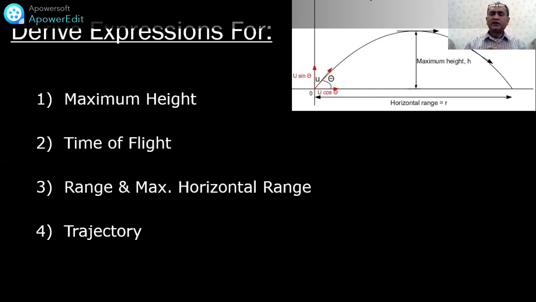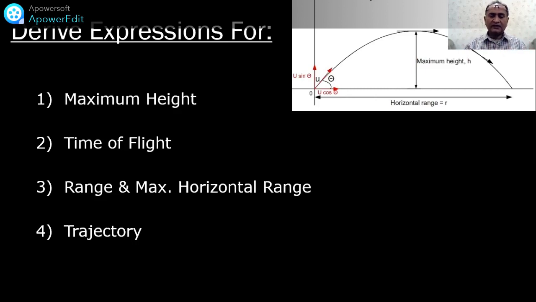Suppose someone wants to find the maximum height. Then you will be using some formula for the maximum height. Similarly, the total time of flight means how much time it will take to go from one point to another point. The third is range. Range means the distance traveled horizontally by a body, and trajectory. In short, we will be finding formulas and expressions for these four different topics.